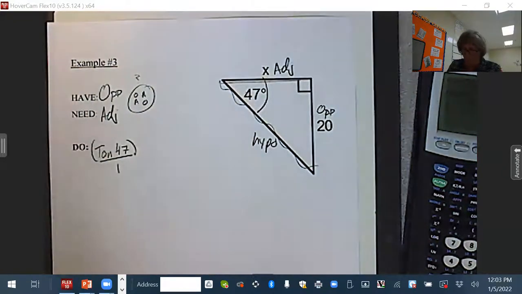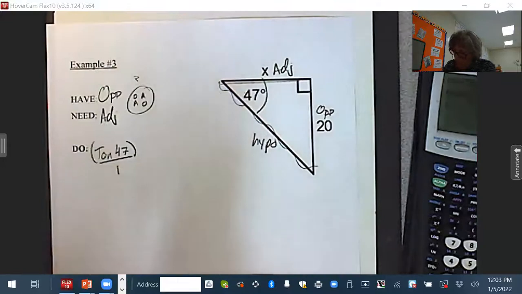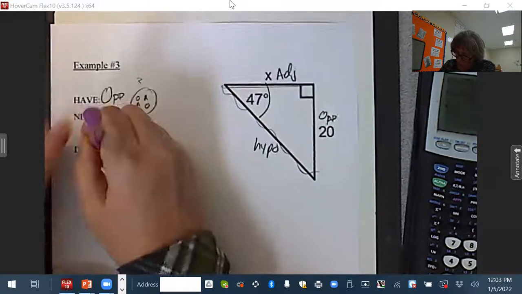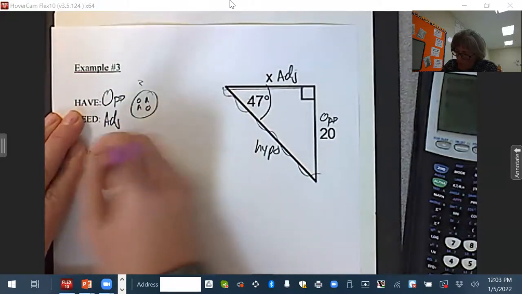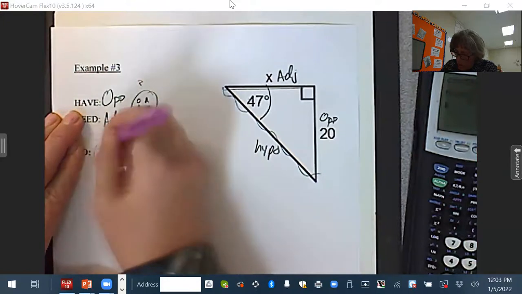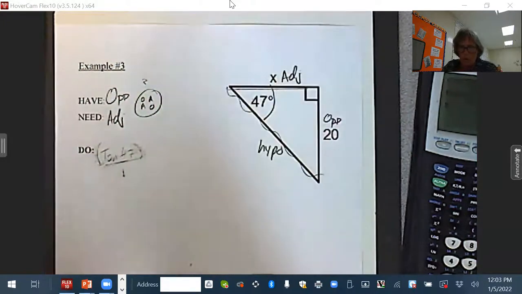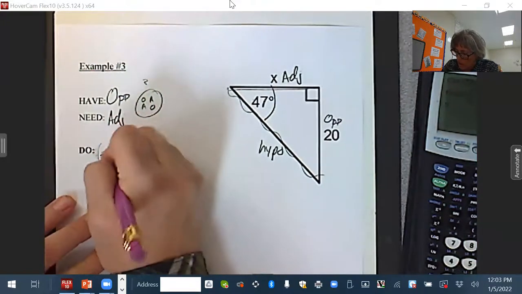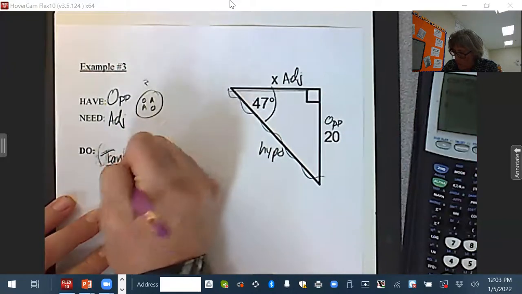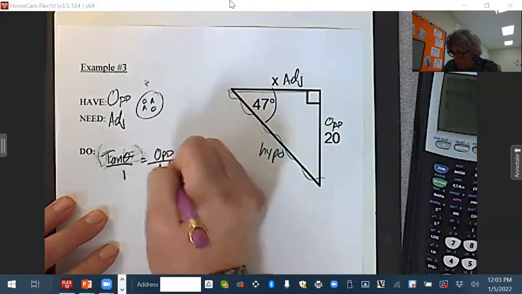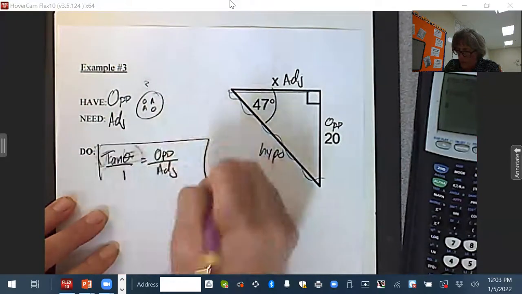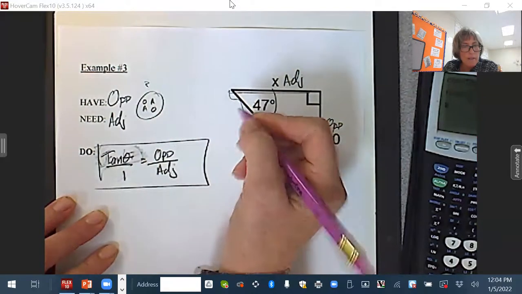Woo, Miss Way skipped a step. Bad girl. That is Miss Way's example of what not to do. You do not immediately plug the numbers in. You are not supposed to do that. You write down the equation. Tangent of theta over 1 equals opposite over adjacent. That's the original tangent equation.